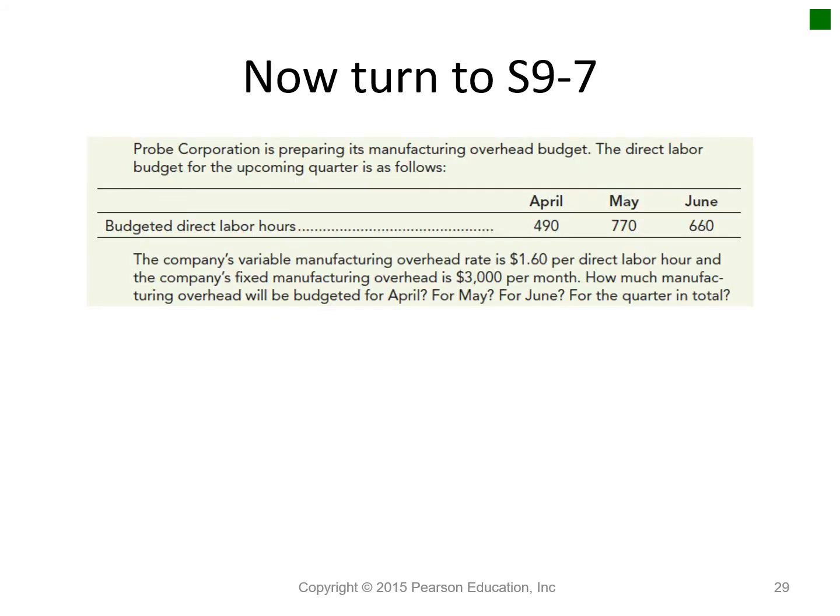Okay, so look at illustration or problem 9-7. We're going to do an overhead budget. Notice in this case, they start with direct labor on this one because your variable overhead is going to be based on direct labor. So they went ahead and gave you budgeted direct labor hours. We'll need that. And notice they tell you that the company's fixed overhead is $3,000 per month. They want to know, for example, how much manufacturing overhead will be budgeted for April, May, and June, and for the quarter. We'll do this on the next slide.